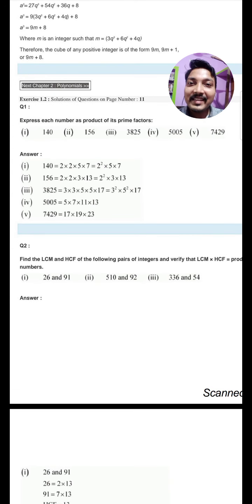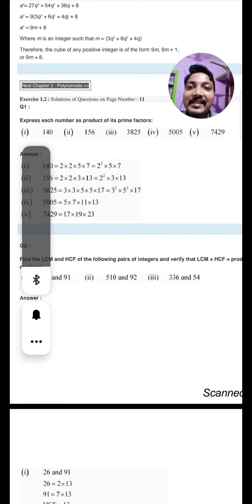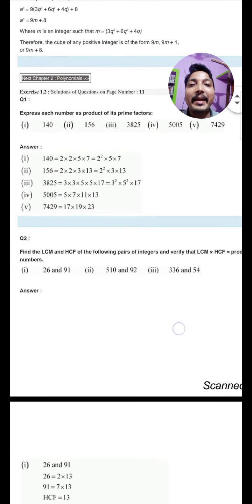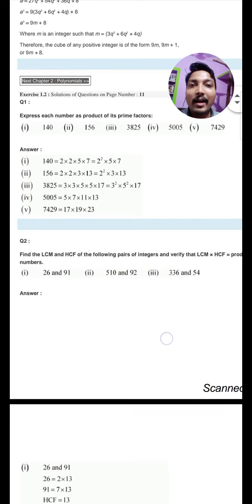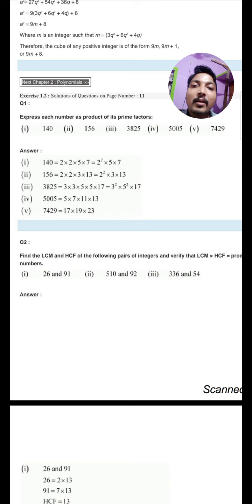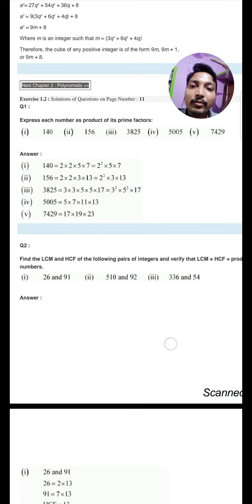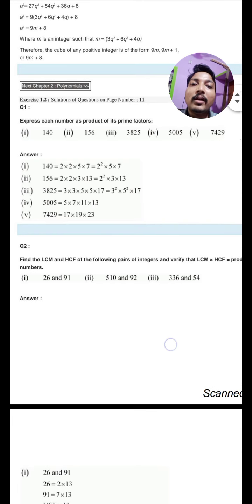In the first question, it is given: express each number as the product of its prime factors. Everyone knows, from standard 5 and standard 6, how to do the prime factorization of a number. Take 140. We can do the prime factorization by repeated division by its prime factors. It is divisible by 2, then again by 2, then by 5, and then by 7. Finally I get that 140 is equal to 2 into 2 into 5 into 7.